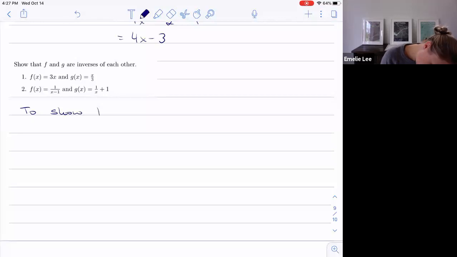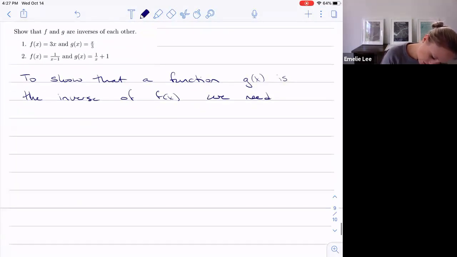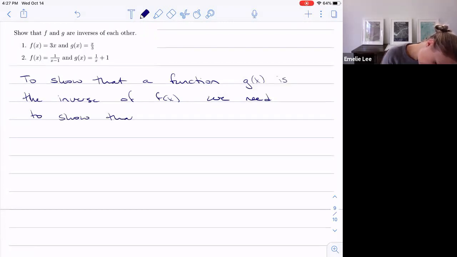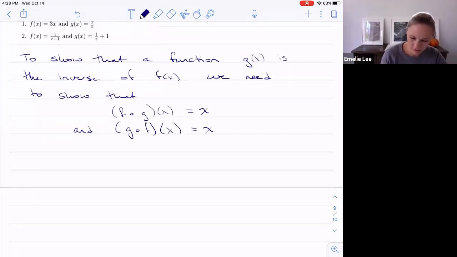To show that a function, let's say g of x, is the inverse of f of x, we need to show that f composed with g of x is equal to x, and g of f, or g composed with f of x, also has to equal x.